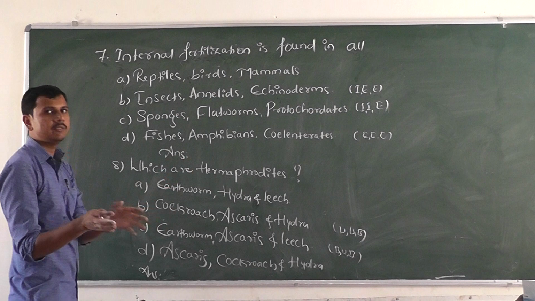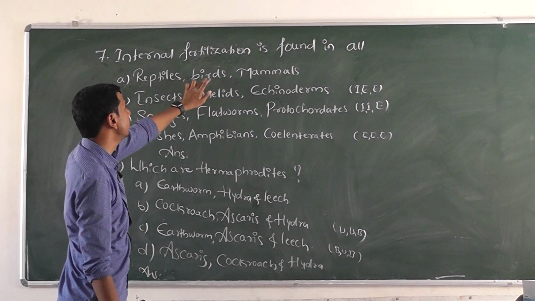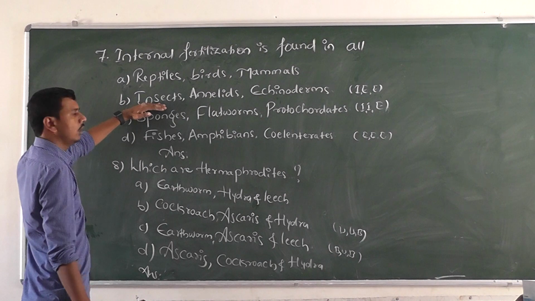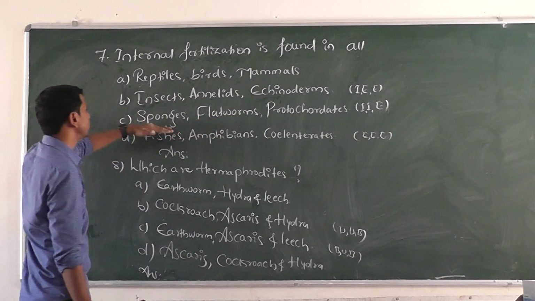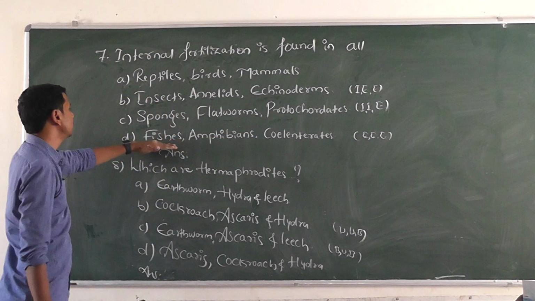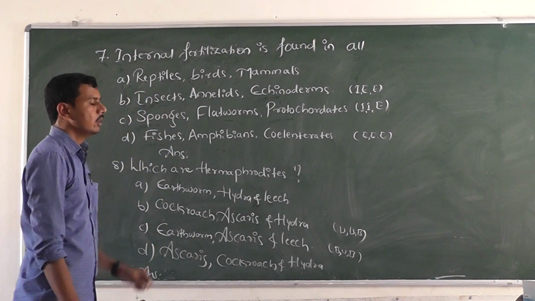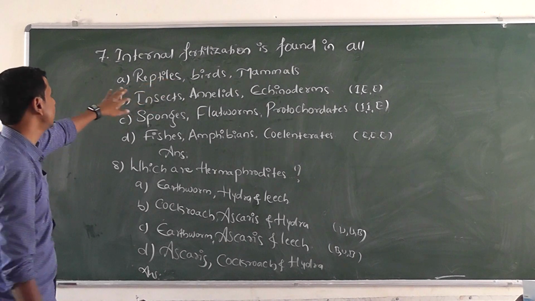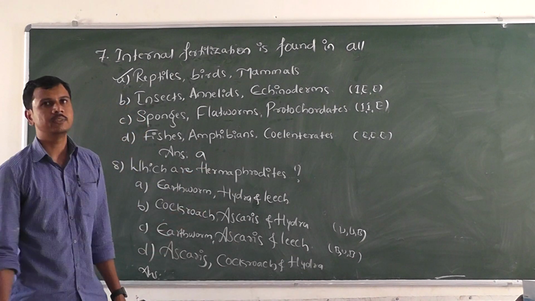So, internal fertilization is found in, meaning the fusion of gametes takes place inside. The options are: A, reptiles, birds, and mammals; B, insects, annelids, echinoderms; C, sponges, flatworms, protochordates; D, fishes, amphibians, coelenterates. The right answer is option A for question number 7.